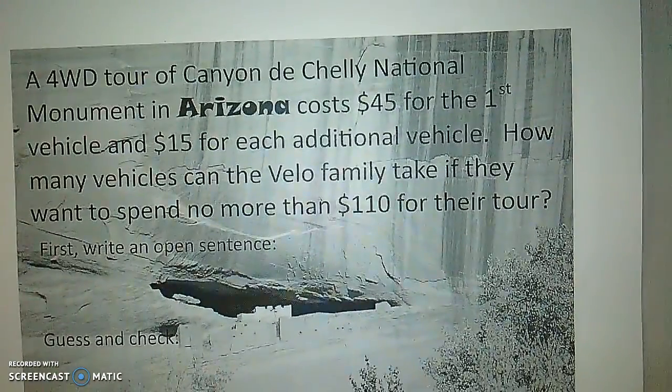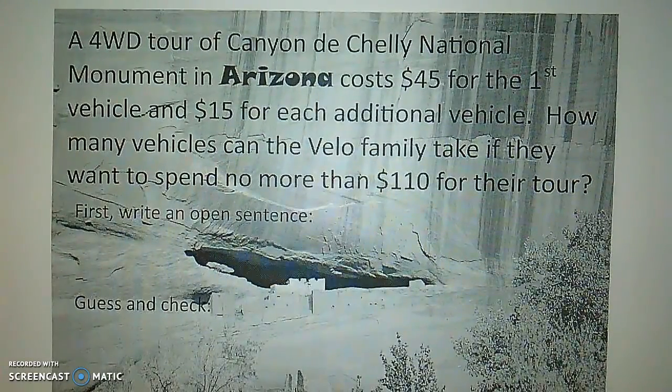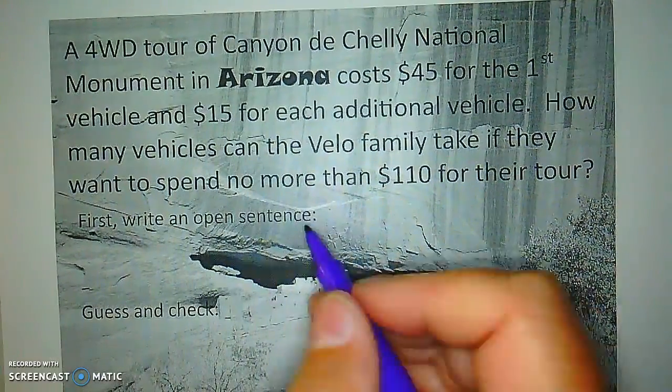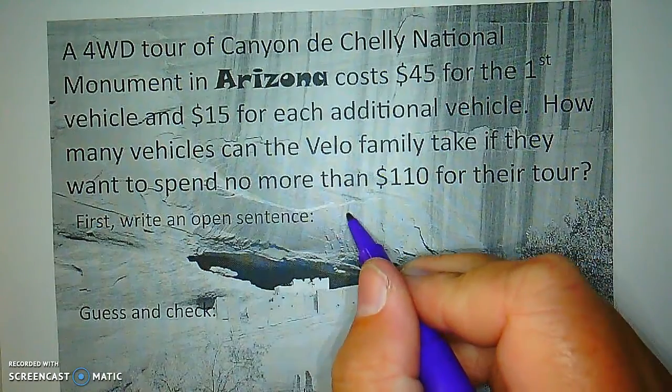And in your assignment, you'll probably come across a nice word problem or two as well. A four-wheel drive tour of Canyon de Chelly National Monument in Arizona costs $45 for the first vehicle and $15 for each additional vehicle. How many vehicles can the Velo family take if they want to spend no more than $110 for their tour? So first we need to put this into a mathematical sentence.